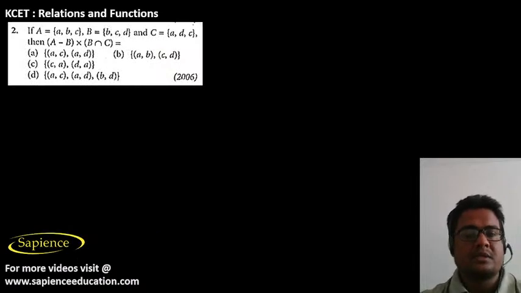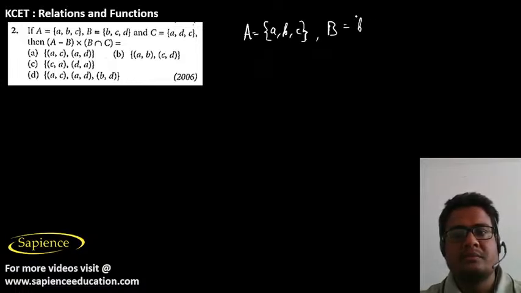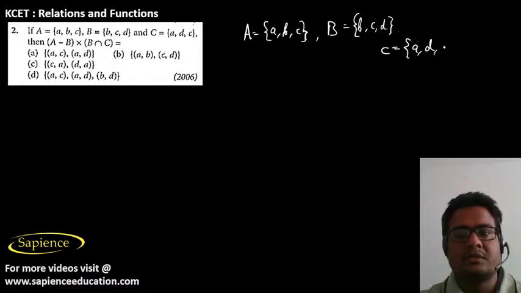Then the second one. Here the set A has been written as A, B, C, the set B has been written as B, C, D, and set C has been written as A, D, C.